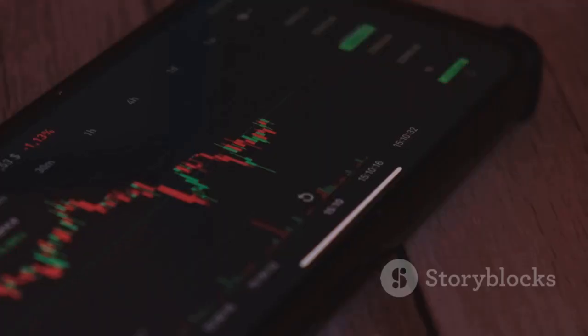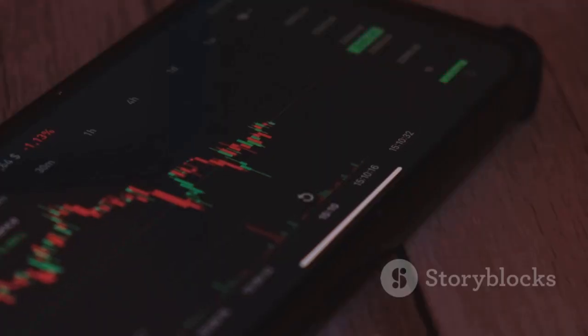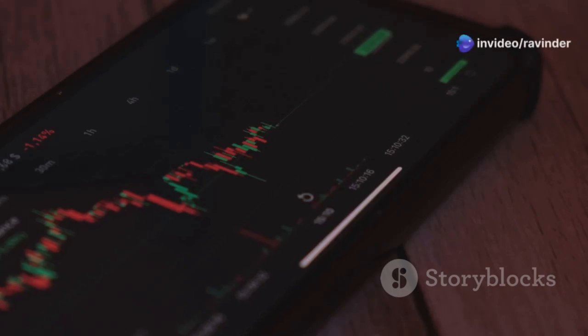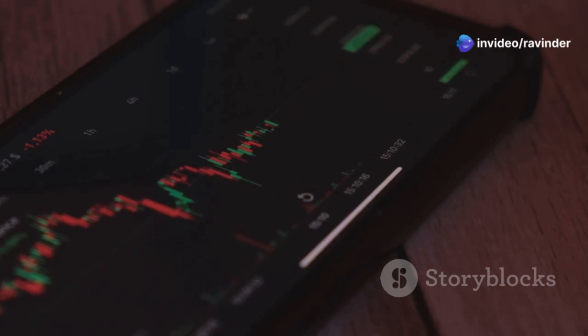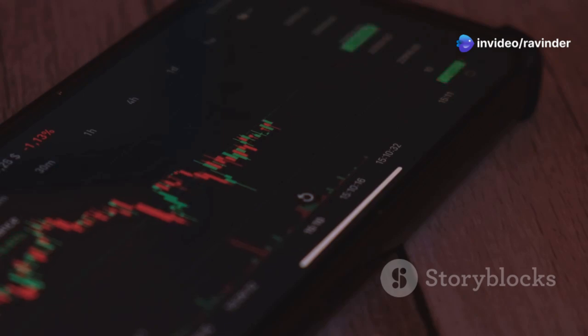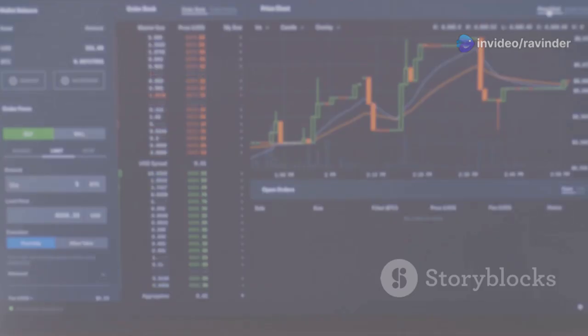A candlestick has a body and two wicks. The body shows the range between the opening and closing prices, while the wicks indicate the highest and lowest prices during that period. The body of the candlestick tells you the opening and closing price of the stock for that period. This is crucial for understanding the market sentiment during that time frame.